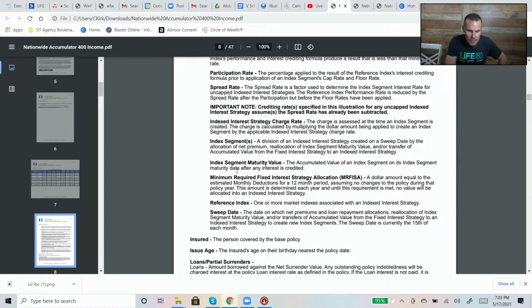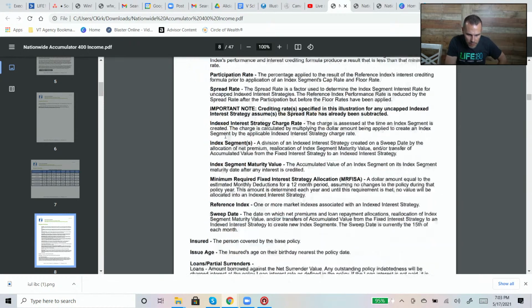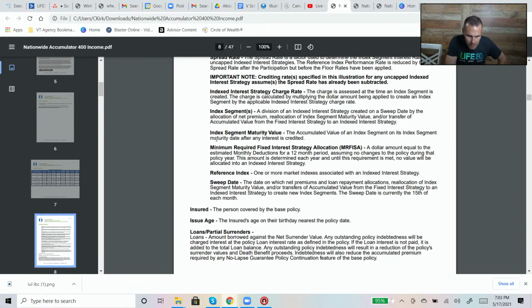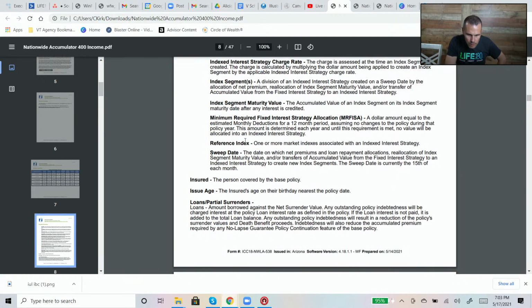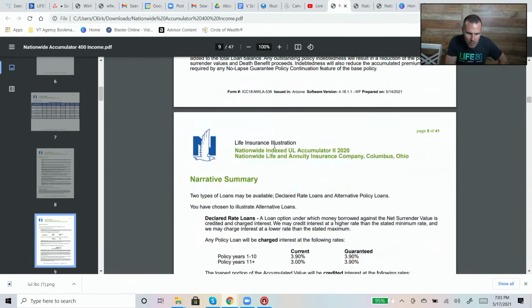And so let's see here. I know the other strategy is listed here somewhere. I will get to it down here. It's somewhere here. Minimum required fixed interest strategy. That's a dollar amount equal to the estimated monthly deductions for a 12-month period, assuming no changes to the policy during that policy year. This amount is determined each year. Oh wait, no, that's not the same one. I'll find it here. It's down here somewhere.